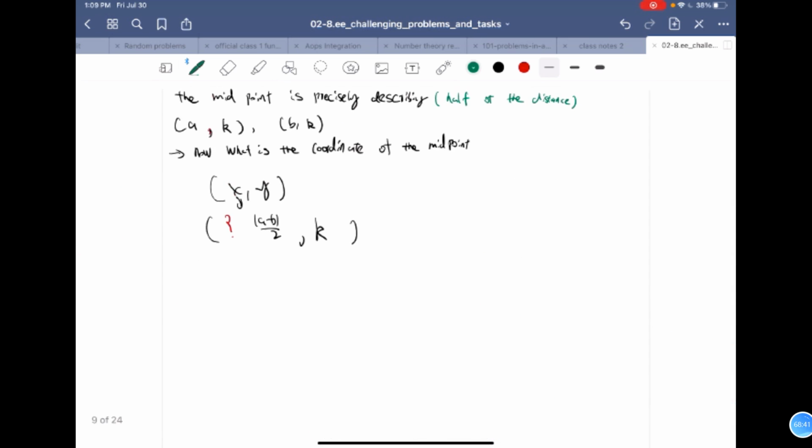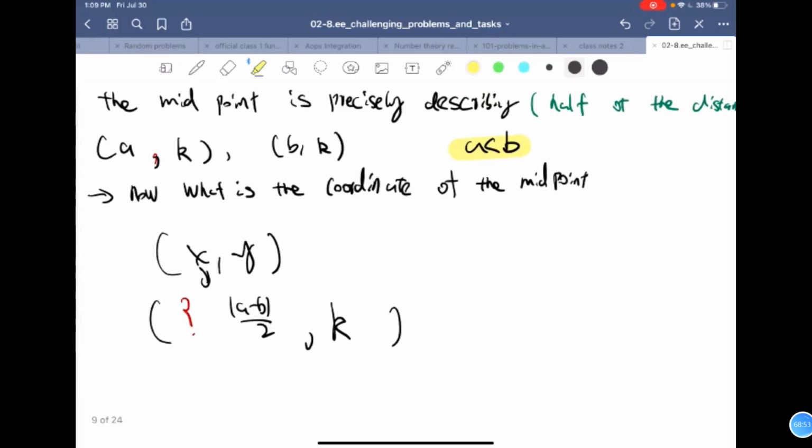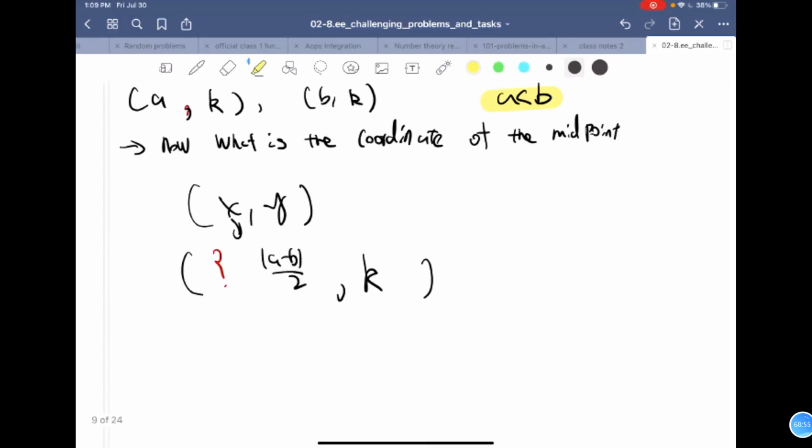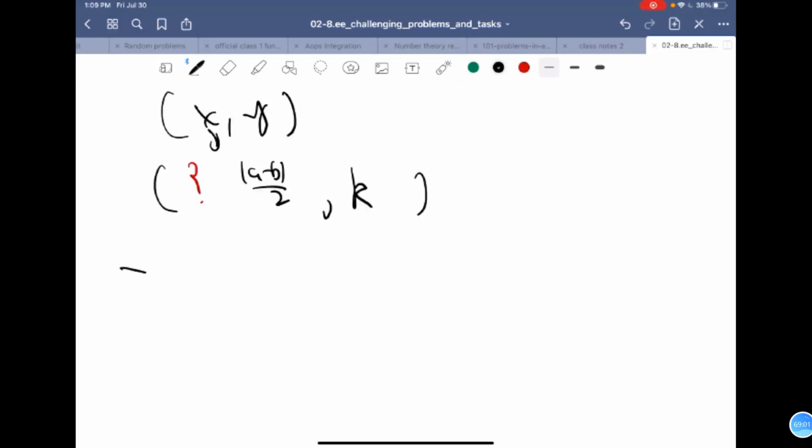Alright, for this, assume A is smaller than B. You start from A, and then you go to B. Right? Simple. In other words, this is A plus A minus B. Okay. Here's the point.